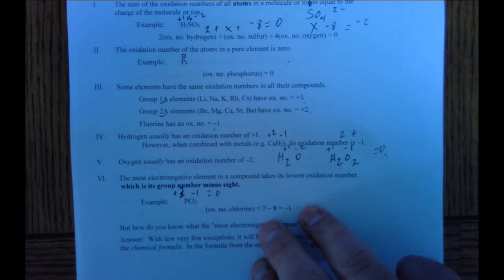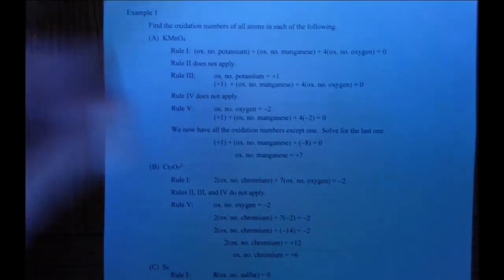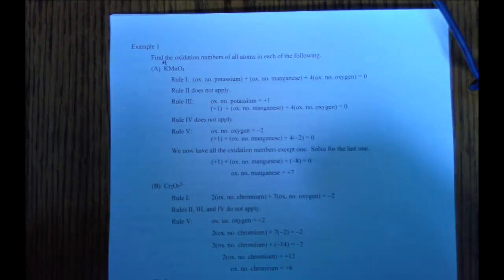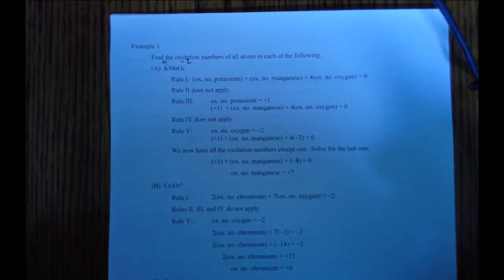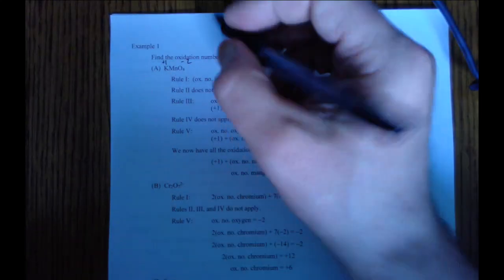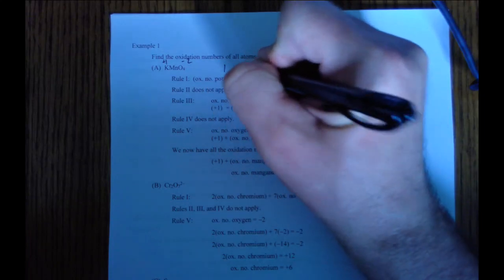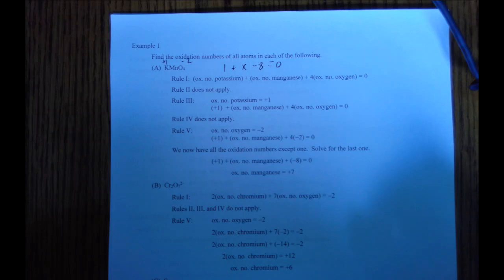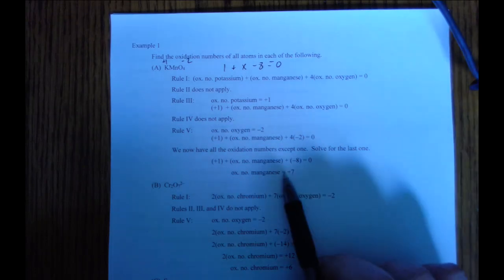That's oxidation numbers. So I'll go through a few of these real quick. So we have example 1, KMnO4. So K we know is plus 1 because it's in group 1A. Oxygen we assume is negative 2. So that means that 1 plus x minus 8 has to equal 0. Well, what is x? X must be 7. Boom.